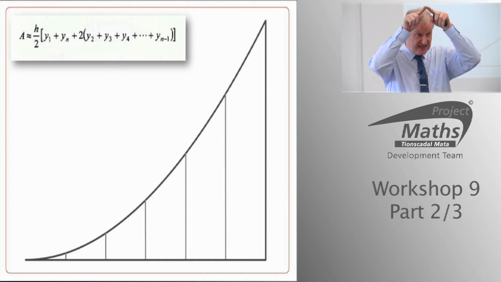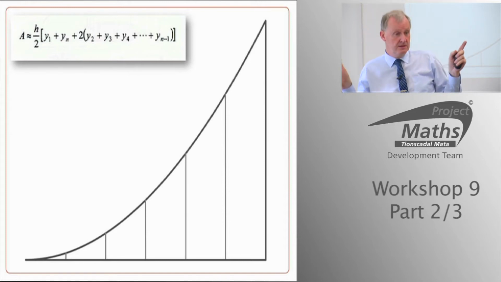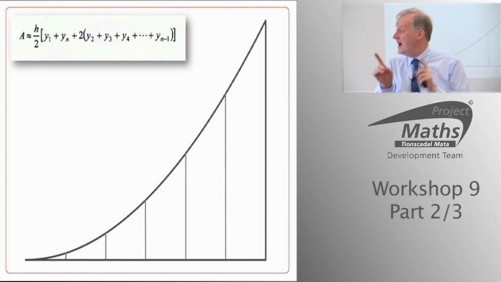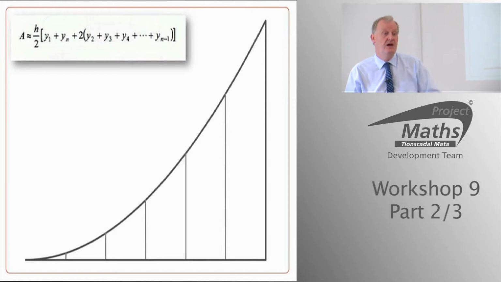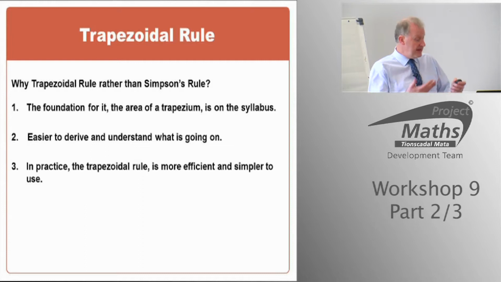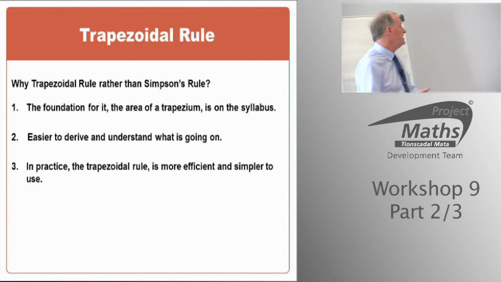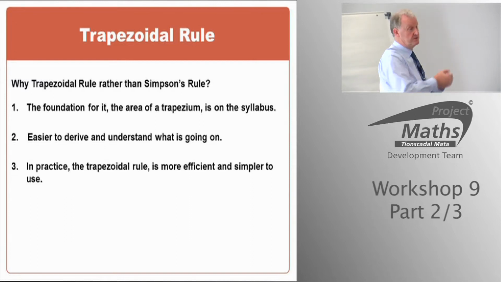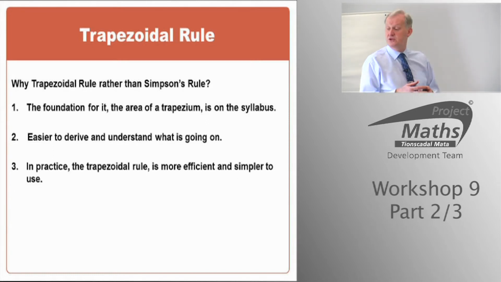It's actually based on finding area under little quadratic curves. Nothing to do with the syllabus. It's very difficult maths as well. So we were using something that we didn't even know what it was about, and we weren't able to derive it. We've replaced it with something whose basic shape, the trapezium, is on the syllabus. It's much, much easier to derive and to see what was going on because you were working with straight line shapes. And in practice, it's more efficient because it's simpler to use.